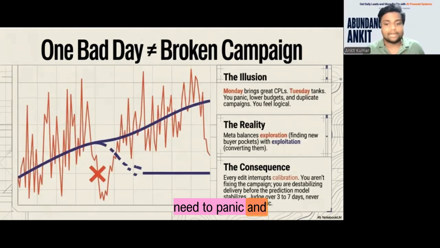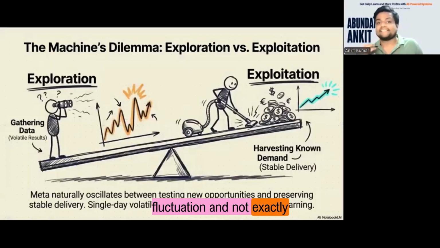So you don't need to panic and duplicate and start emergency tests, because Meta does not distribute performance day by day. Some days they gather data, some days they explore new pockets, some days they find the buyers who actually resonate with it. Then they go to a different vector, or different space, and see if they are resonating with it. So that's why CPL increases on those particular days, and some days they warm the audiences. That's why you see fluctuation, and you cannot exactly predict what will happen on a daily basis.